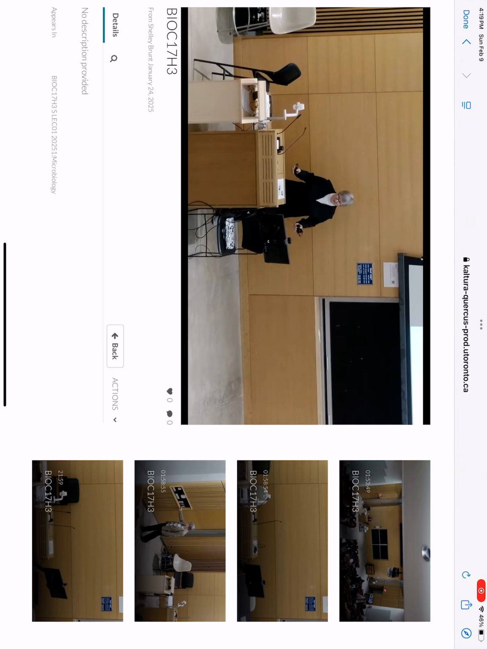So again, what makes it complex? It has an icosahedral head, a tail. It has no envelope.